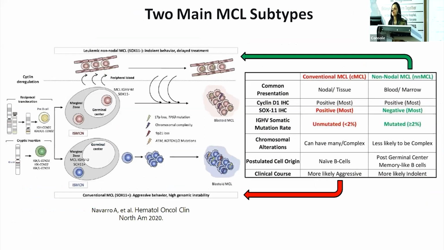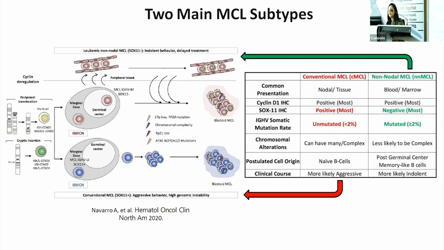So there are two main types of mantle cell lymphoma. One is the conventional, and the other is the non-nodal mantle cell lymphoma. The conventional ones are positive for SOX11. They are mostly aggressive. They start from the naive B cells, and they have a lot of complex mutations, and they are unmutated. So in lymphomas, unmutated is the bad one. Mutated is like good. Okay, and they are positive for your cyclin D1.